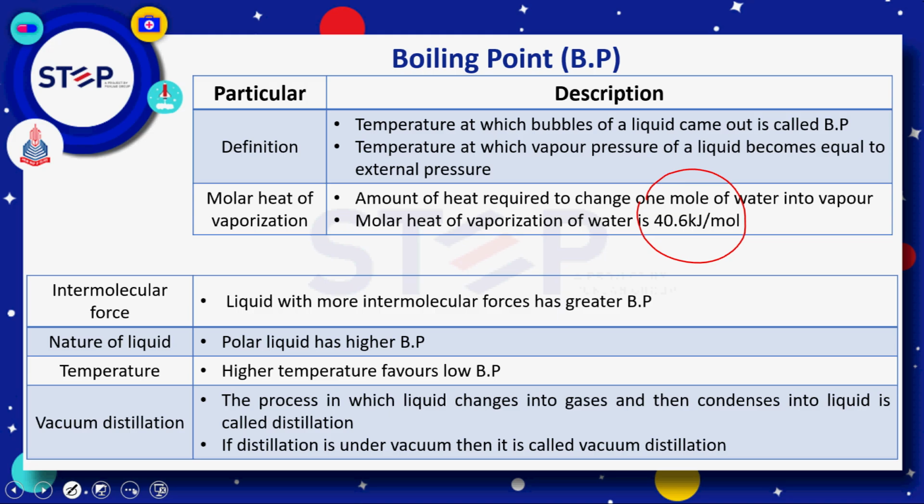What is the effect of different factors on boiling point? First of all, intermolecular forces. Having more strength of intermolecular forces means that liquids have greater boiling points, substances have greater boiling point.